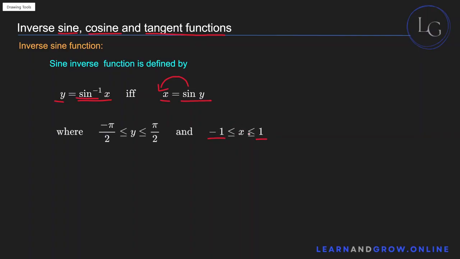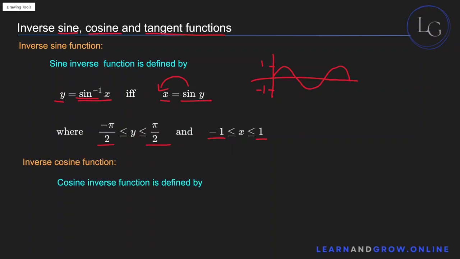So it lies between -1 and 1, as you can see in the graph of a sine function. This is 1 and this is -1. The value will always lie between these two values. So when you plug in these values of x and then take the sine inverse of that value, it will always lie between -π/2 and π/2.